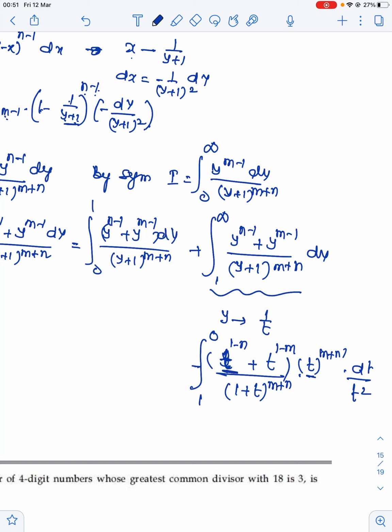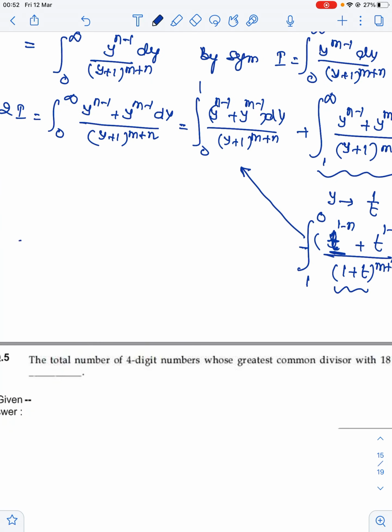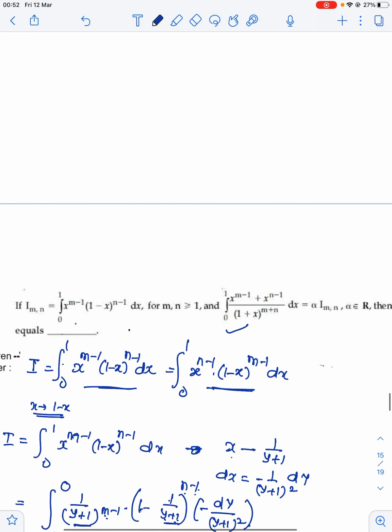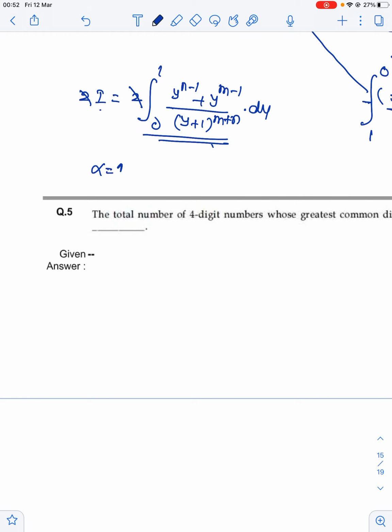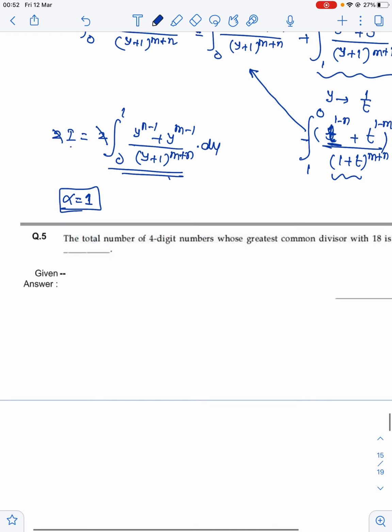So this, when multiplied with this, t to the power m plus 1 and n cancel, m plus 1 and divided by t square also, the minus cancels. So this overall converts into the same as this. So 2I becomes 2 times the integral from 0 to 1 of (y to the power n minus 1 plus y to the power m minus 1) by (y plus 1) to the power m plus n dy. So 2 cancels. So I is the same as this. So this is alpha. So alpha hence is equal to 1.